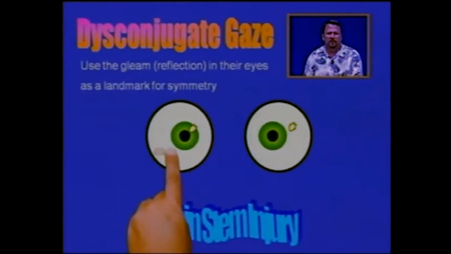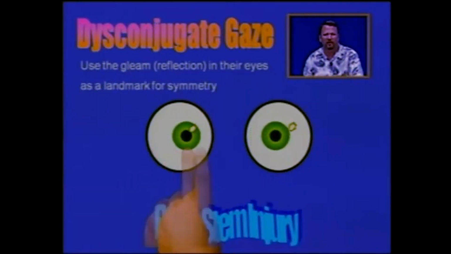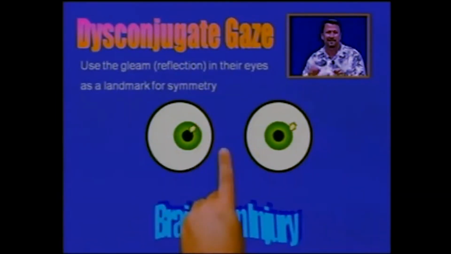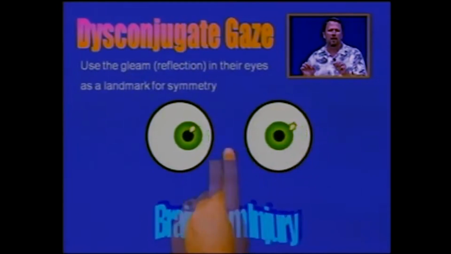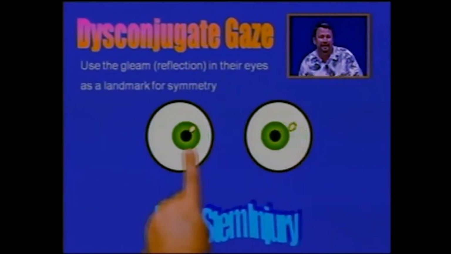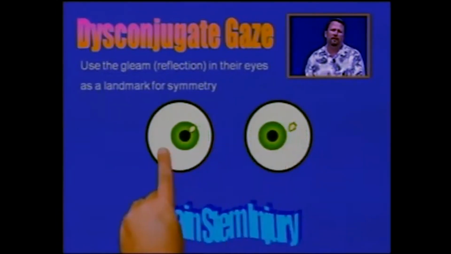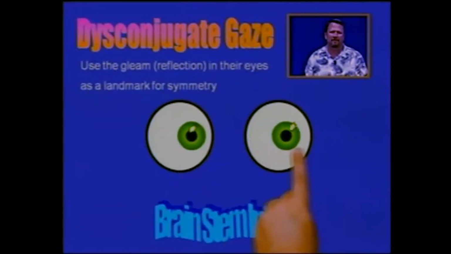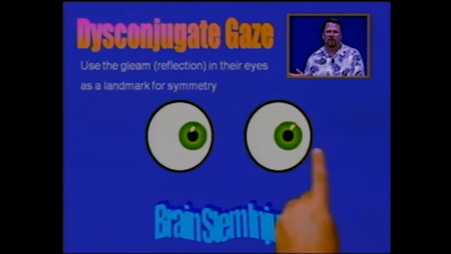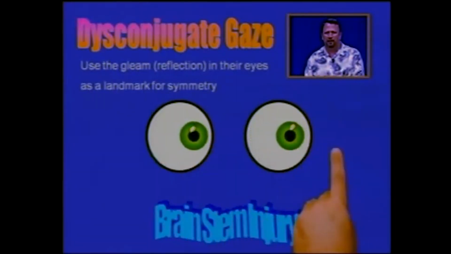Something I do, something many people do, is if you look carefully, you can look at someone else or in the mirror, you can use the reflection off of their eyes as a landmark to make sure that the pupils move around that gleam in their eyes symmetrically. And here you can tell that the eye on the left does not move symmetrically with the eye on the right, and it makes it more obvious when we're looking at the gleam.